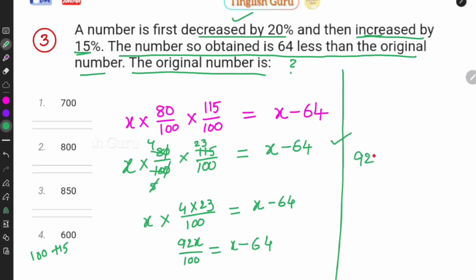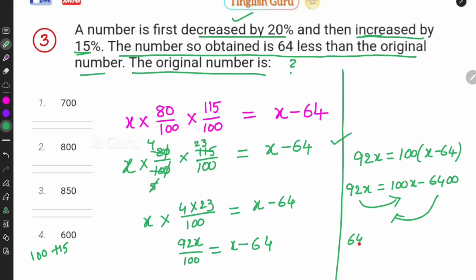Therefore 92x is equal to, send that 100 this side, it will become 100 into (x minus 64). 92x is equal to 100x minus 6400. Therefore send this 92 this side and 6400 to LHS. Therefore 6400 is equal to 8x, because 100 minus 92 is 8x. Cancel it with 8, 8 8s are 64 and 2 zeros. Therefore x value is equal to 800. So our answer is option 2.